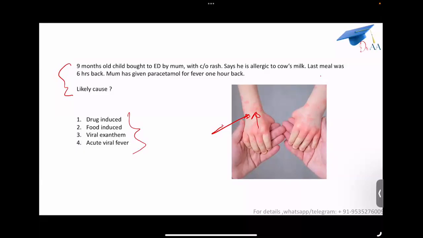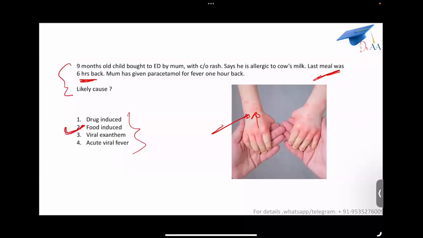We are not sure whether they had mentioned 6 hours back. Yes, it was mentioned: last meal was 6 hours back. Was it exactly the same, or was something else mentioned in the scenario? It's the same, last meal was 6 hours back. I can remember. Most likely it is food induced.